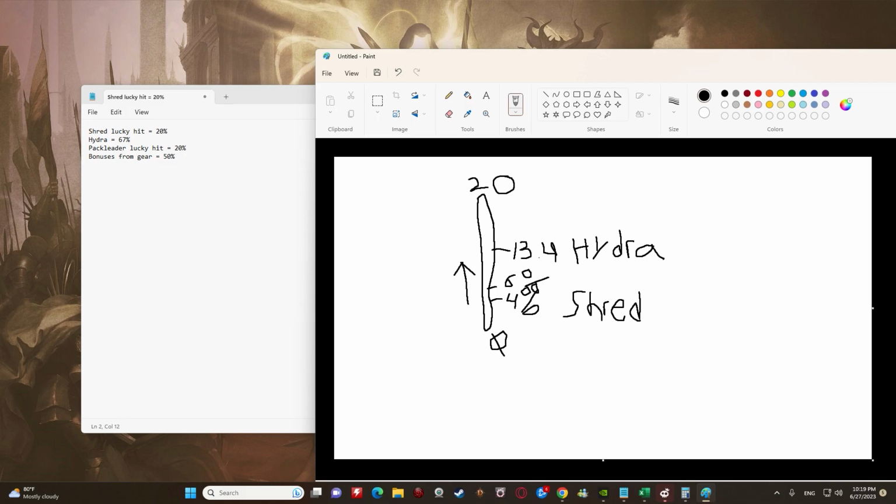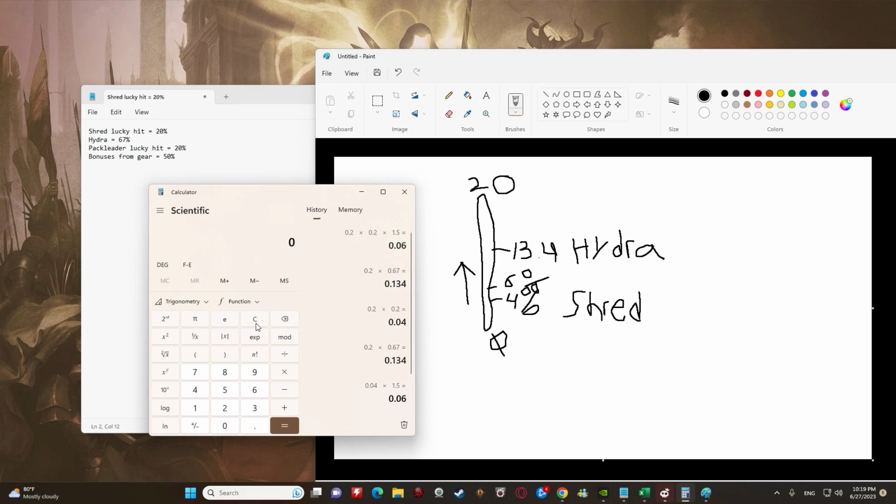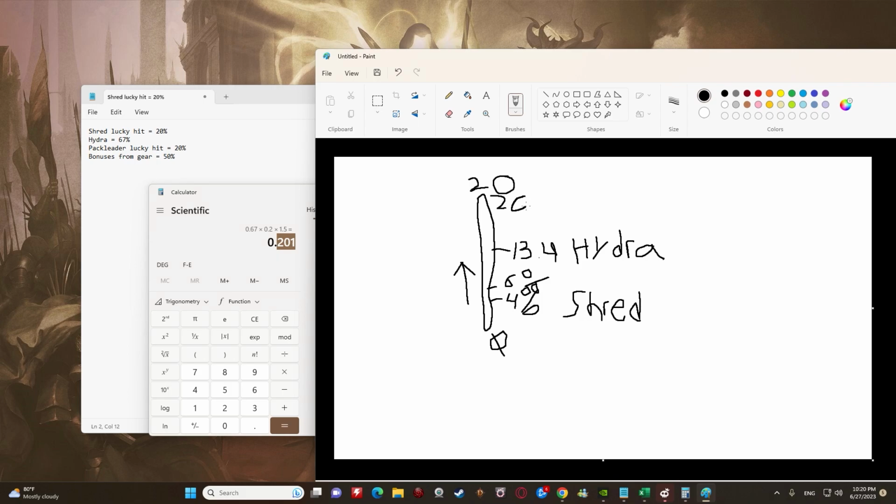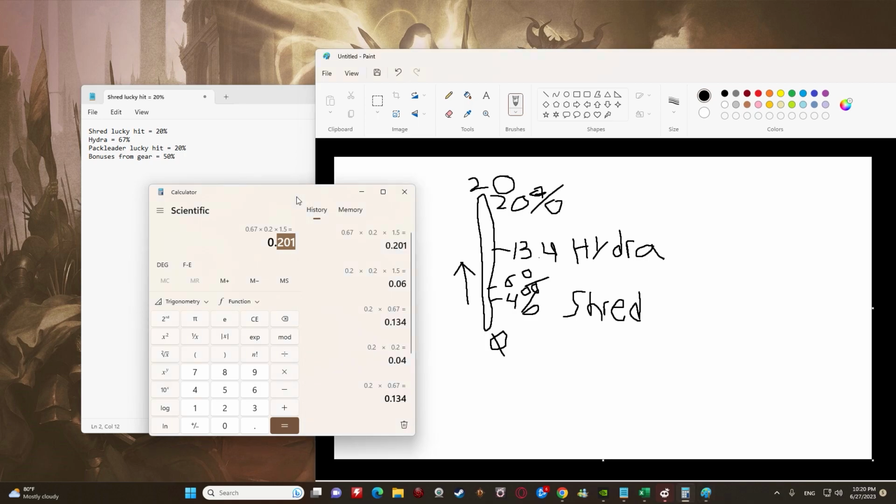And then if we were doing it with the Hydra, it would be like this: 0.67, the skill, times 0.2, the maximum end of our lucky hit effect, times 1.5, right? And look at that, it says 20.1. Now keep in mind, we can only have up to a 20% chance to do it, so this would actually put us at 20%. And also, if you're looking at it in game, the lucky hit chance on your skill does actually factor in the lucky hit from the gear.